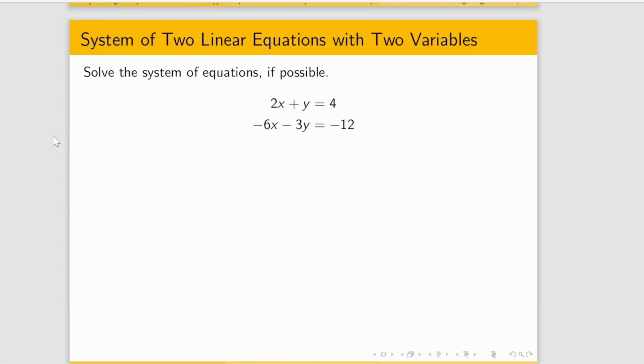Let's try this one. So again, go ahead and pause your video and try to solve this yourself, and then let's compare. So here, if I want to use elimination on, let's say, the y's this time, well, I have 1y and I want to add it to negative 3y to make it add to 0. So I want to multiply that first equation by 3. 3 times 2x gets us 6x. 3 times 1y gets us 3y. 3 times 4 gets us 12. And then I want to rewrite the second equation.